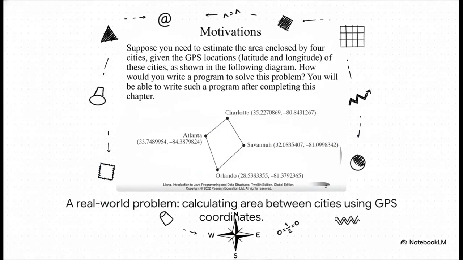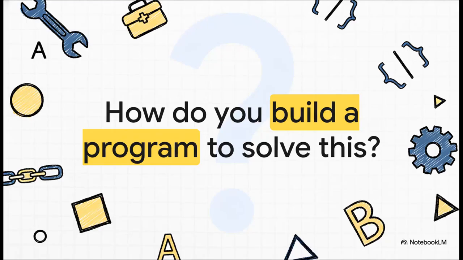Imagine you need to figure out the area enclosed by these 4 cities, and all you have are their GPS coordinates. How would you even begin to write a program for that? It seems pretty complex, right? But the solution is built using a few simple tools, and by the end of this, you'll know exactly how to do it. See, to solve complex problems like that, you don't need some single, giant, complicated solution.